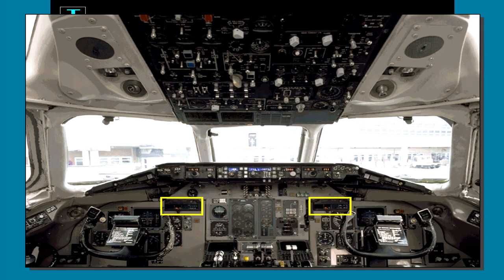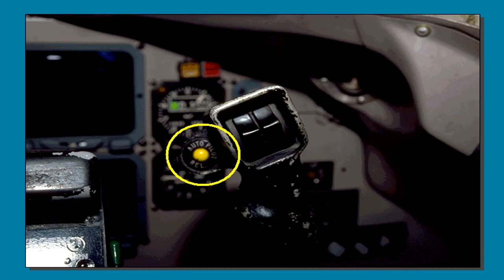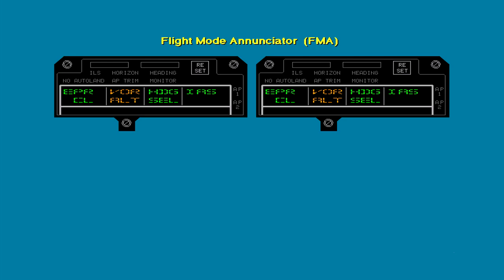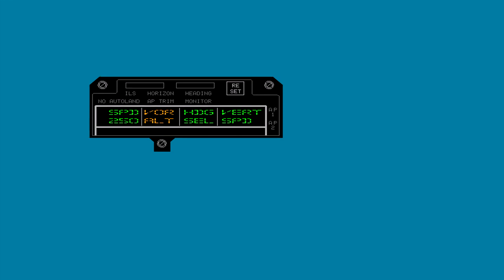Below the glare shield are the Captain's and First Officer's Flight Mode Annunciator panels, FMA. Also relevant are the autopilot release buttons on each control wheel and the auto throttle disconnect button. The two identical flight mode annunciators keep you informed at all times of the armed or engaged modes of the flight guidance system. There's no need to memorize the various mode annunciations. They're displayed to let you know what's going on.